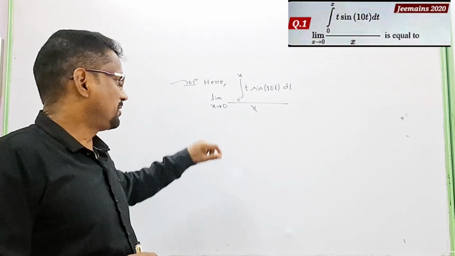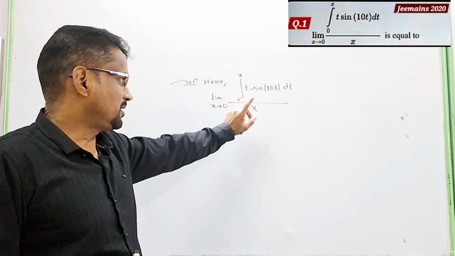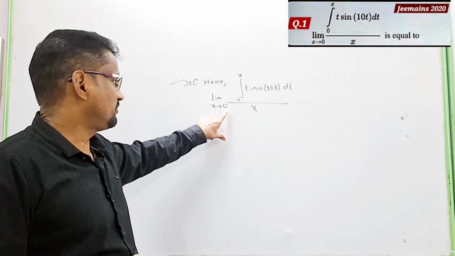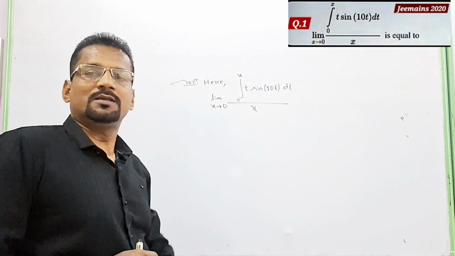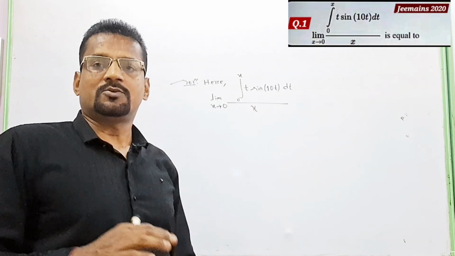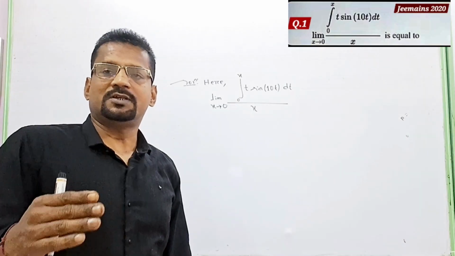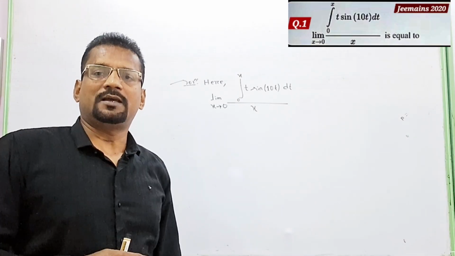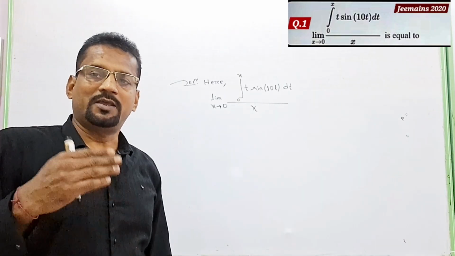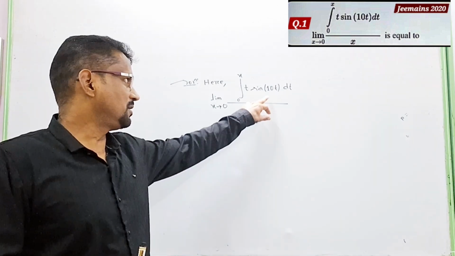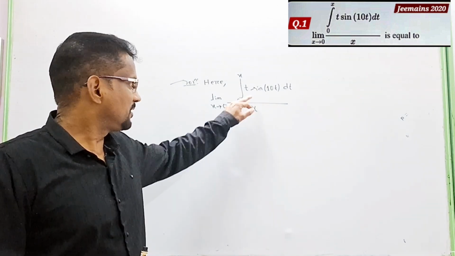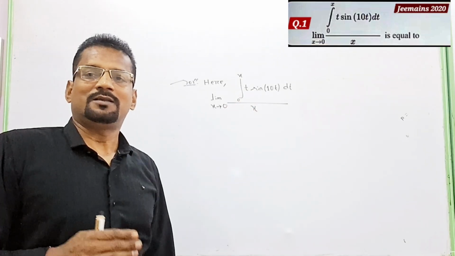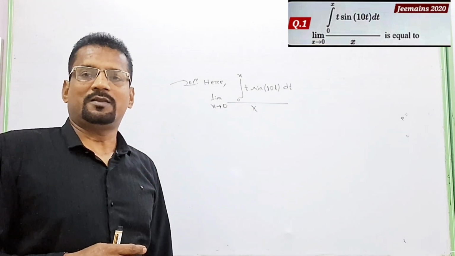And if you see, it's an indeterminate form right now. If you take the limit at this state, it will be 0 by 0 form. So in that case, what do we do? We generally use L'Hôpital's rule. But if we use L'Hôpital's rule, we have to get the derivative of this as well as this. Now, if a definite integral is there, then how do we find the derivative?